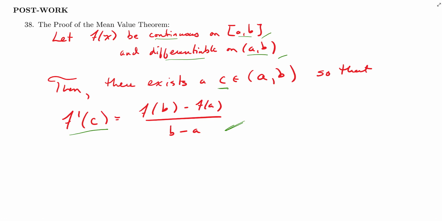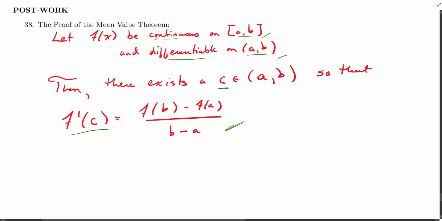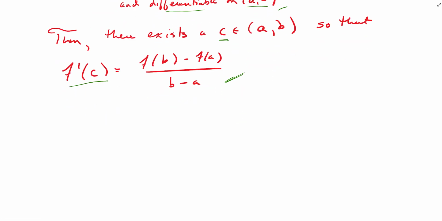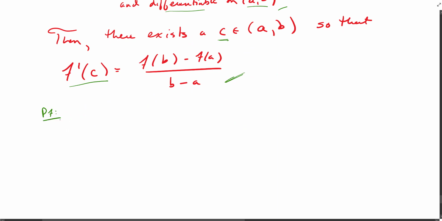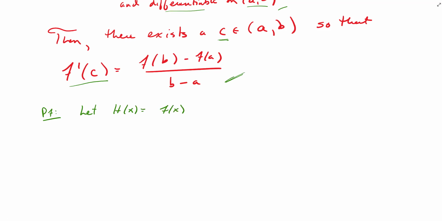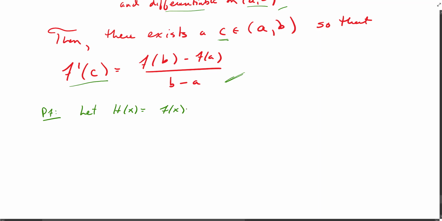So the next thing I want to do is look at this function that we explored in our pre-work. So here's our proof. This is our proof, folks, and it really is just an exploration of that function that we saw in our pre-work. So let h of x equal the function f of x minus f of b minus f of a all over b minus a times x minus a plus f of x. Oops, excuse me, plus f of a.